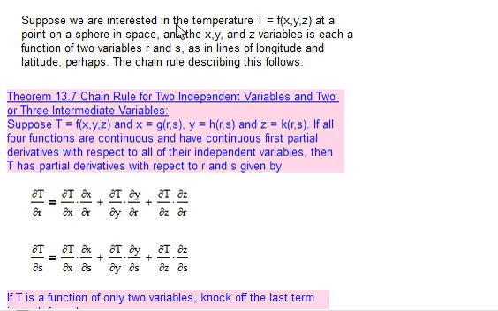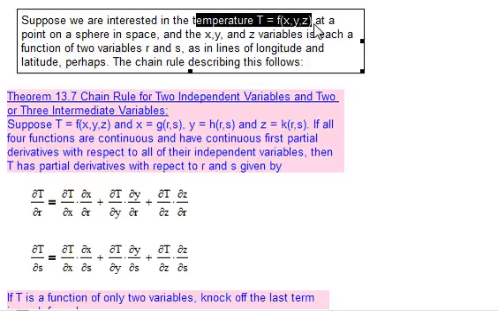Here's another problem. Suppose we're interested in the temperature T as a function of three variables, x, y, and z, at a point on a sphere in space. So x, y, z would be the coordinates of a point on the sphere. And x, y, and z are each a function of two variables, r and s, such as longitude and latitude, or maybe you could even put elevation in there, like maybe it's just lines of latitude and elevation. Anyway, the chain rule describes this.